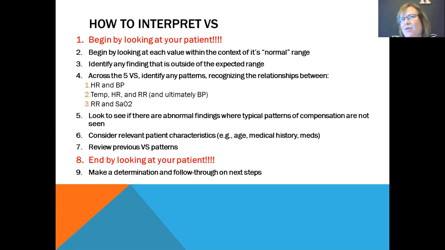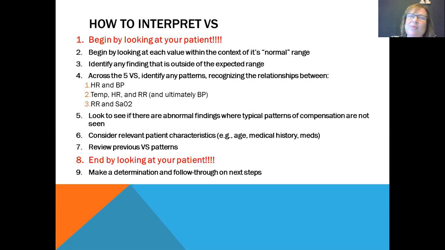So we want to look to see if there is compensation, and we want to look to see if compensation is not happening. We also want to consider relevant patient characteristics. So things like their age, their medical history, their medications, things like that. We want to look at previous vital sign patterns. So again, today's vital sign, or 2 o'clock this afternoon's vital sign, is relevant in the context of what we found at 12 o'clock today, or at 10 o'clock this morning, or yesterday, or last week. It is pattern over time that we really want to pay attention to, but also this particular finding in this moment today. Again, start and end by looking at your patient.